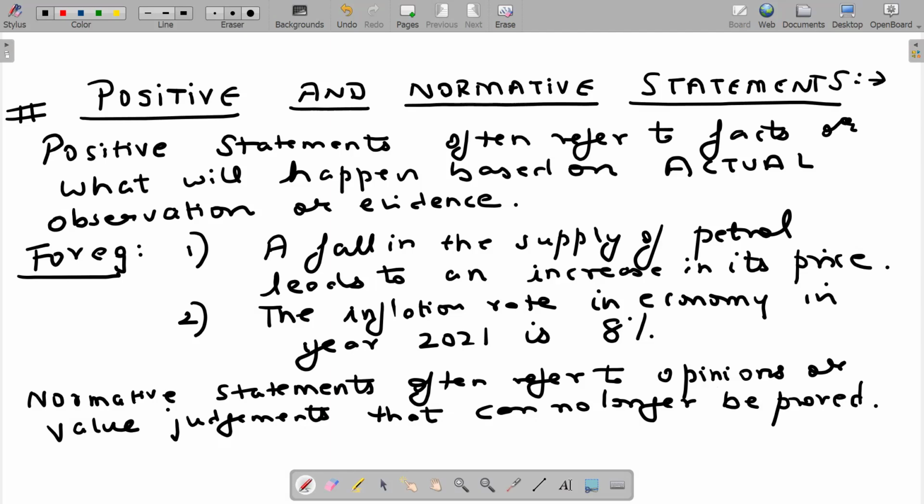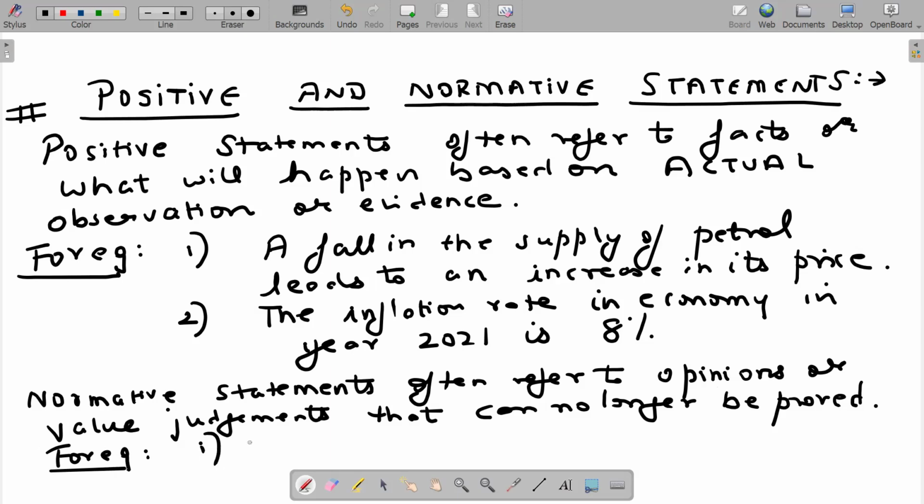Okay, so positive statements are backed by strong evidence. These are actual observations. When you make a normative statement, you are just giving a suggestion. You're giving your opinion, but that is not backed by any strong evidence as such. Purely value judgments. Okay, so for example, if I use the same example as above, a fall in the supply of petrol leads to an increase in its price.